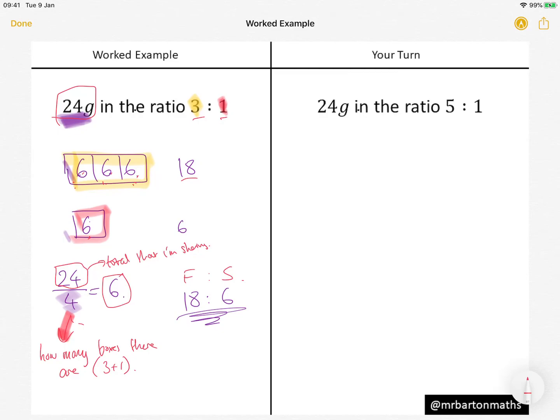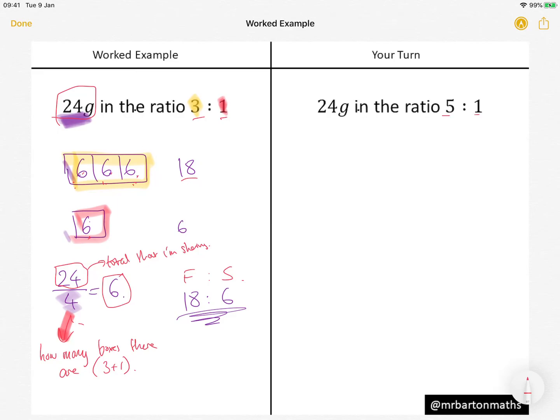Right, have a go at the one on the right, and then I'll go for it. So make sure you have a go at it, see if you can recreate my working on the left hand side, and then yeah, just have a go at it. Okay, I'll go through it now.